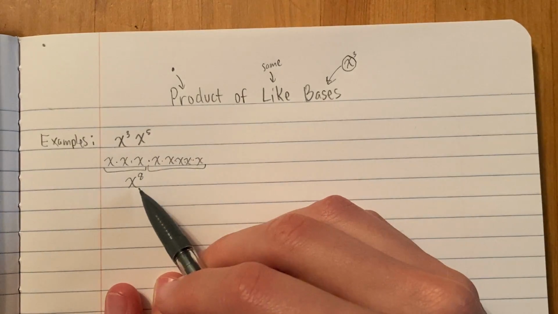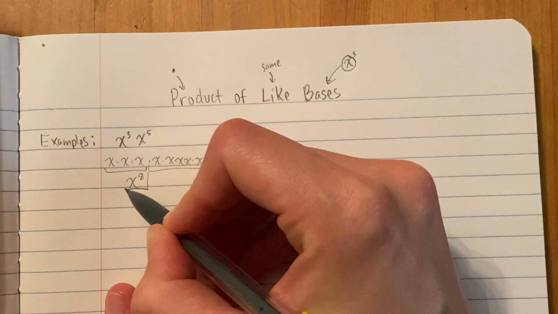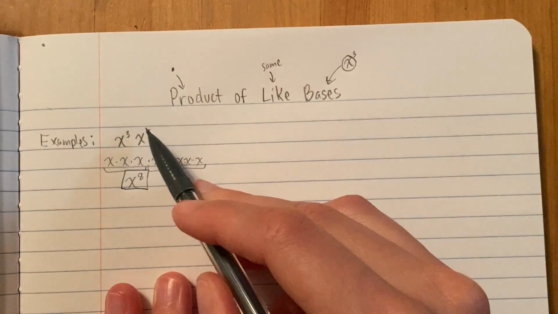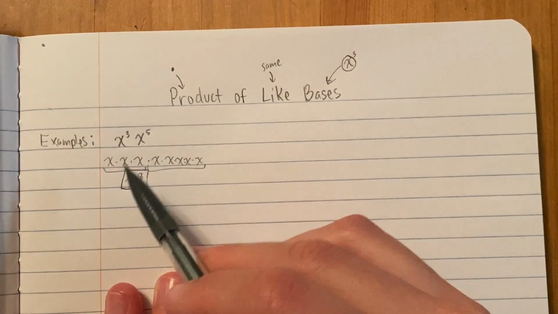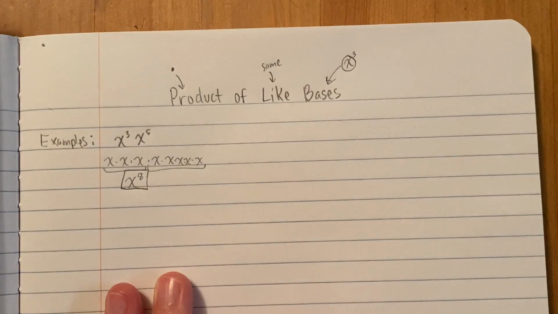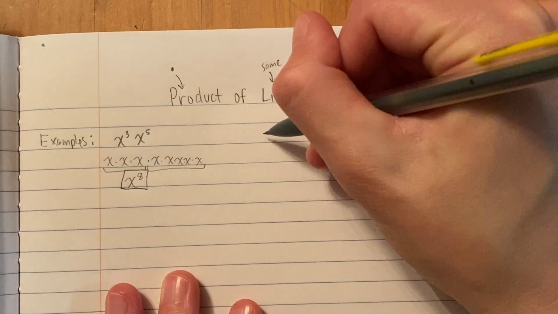Right? Now, take a moment. This is the answer. Take a moment and observe the problem and the answer and see if you see, oh, was there a shorter way to do this besides writing it out? Maybe there was. Let's do another one.